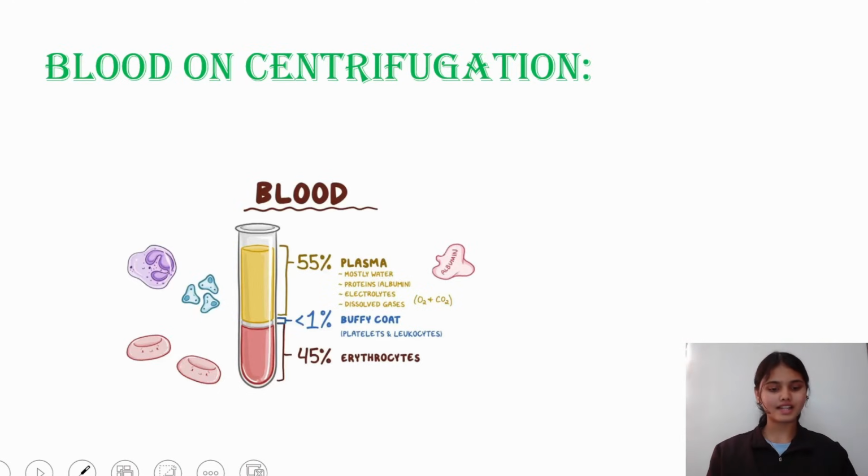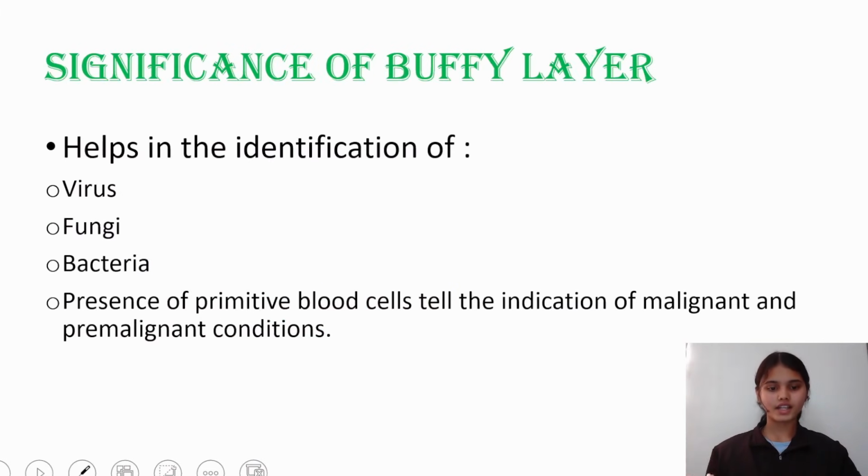By the way, this is like a beautiful cute diagram that I have taken the reference from the internet. So, okay, the significance of the buffy layer. It helps in the identification of virus, fungi, bacteria. Now, the presence of primitive blood cells indicates that there are certain malignant and pre-malignant conditions present in the blood. Basically, it says that your blood is abnormal. That's all you've got to learn about the buffy layer.